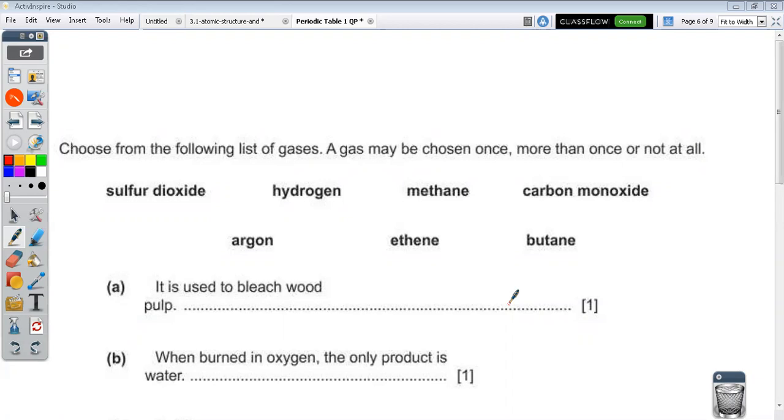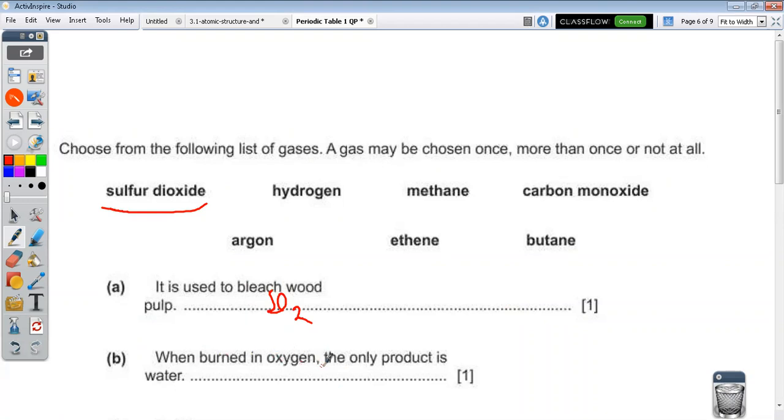So what do you think? Can you say hydrogen for bleaching? Is hydrogen ever used for bleaching? Sulfur dioxide. Chlorine can be used for bleaching, or hydrogen peroxide. So sulfur dioxide can also be used to preserve food.